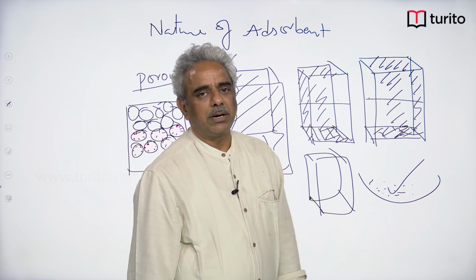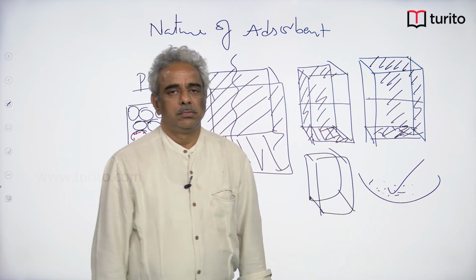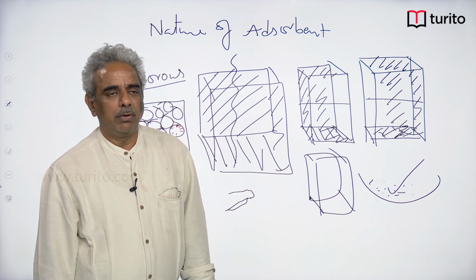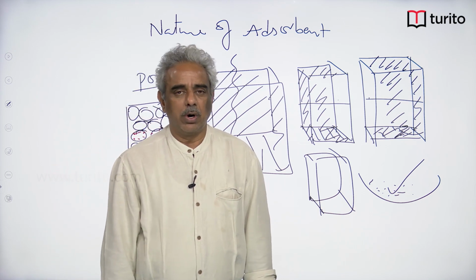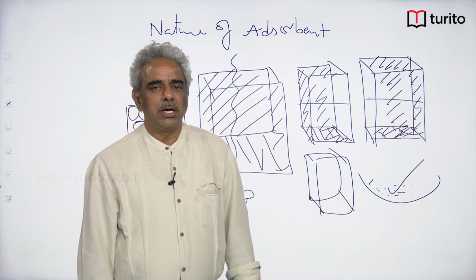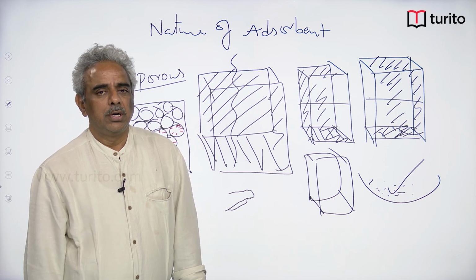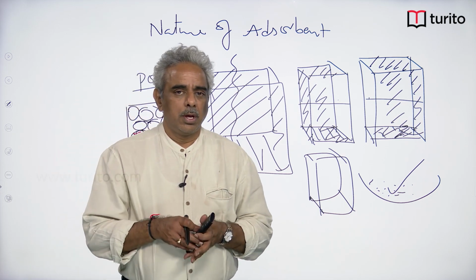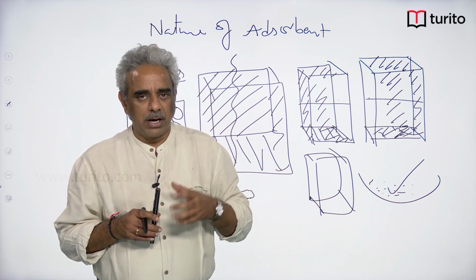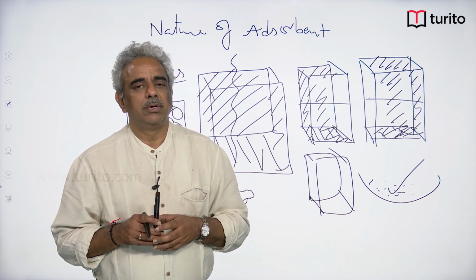Porous materials are better, more capable of taking up more adsorbate. Porous materials like silica gel, activated charcoal. I will tell you what we mean by activation. Activated charcoal, silica gel, and we also have alumina gel. These are all good porous materials. They can provide more surface area. So, they are very good adsorbents.